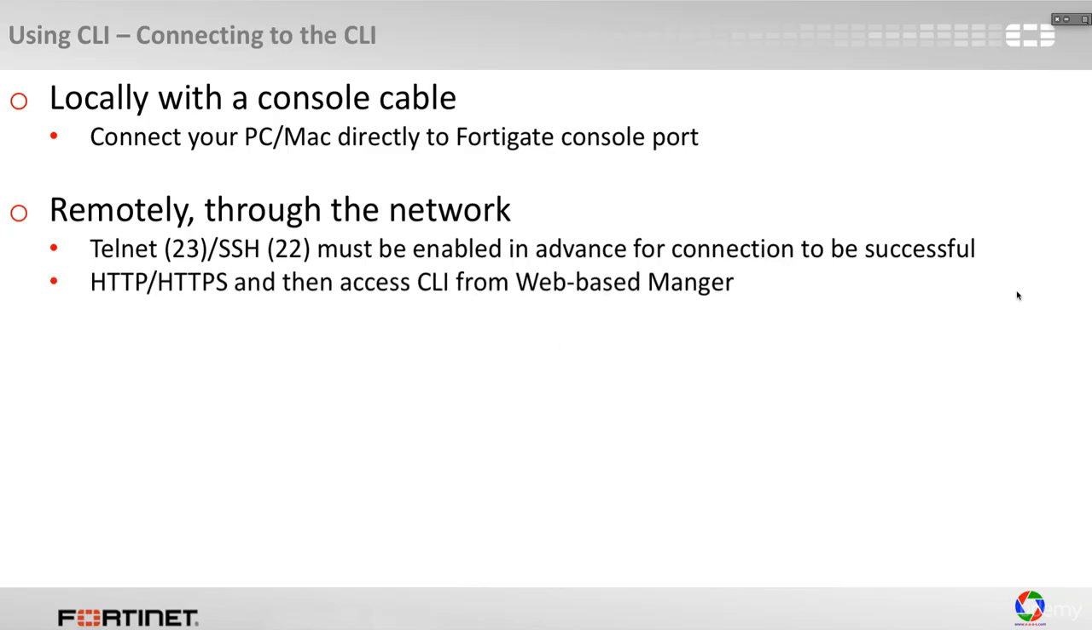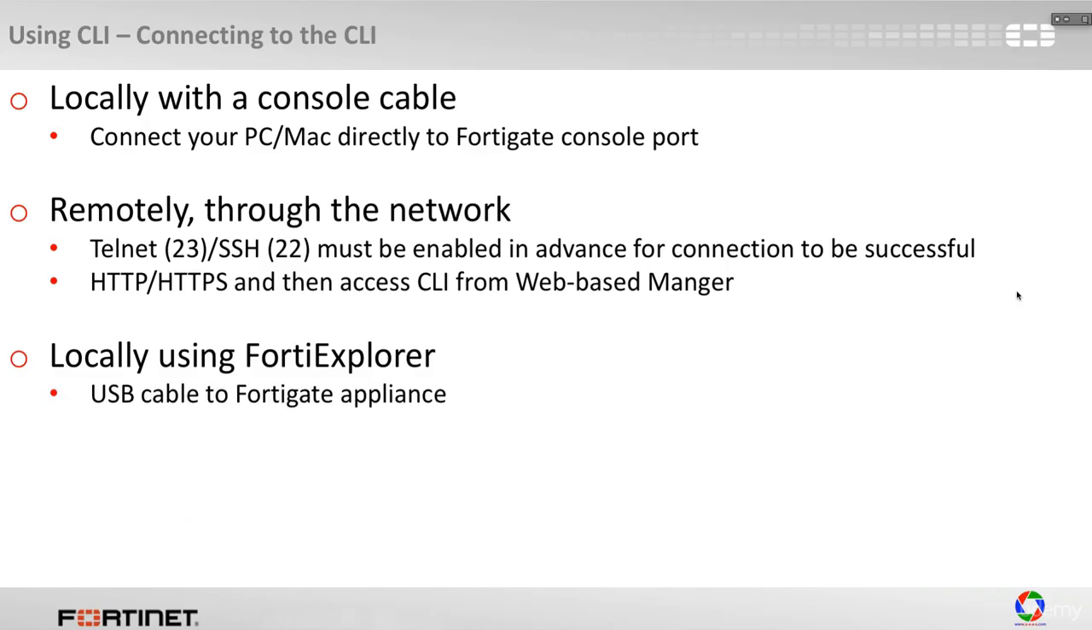The other one is to go to HTTP and HTTPS like we have just discussed, and then access the CLI from the web-based manager. It was, if you remember, in the top right corner. Clicking there and the web-based manager will just fire up a CLI connection for you. And locally you also have the opportunity to connect to the Fortigate, as we have talked about, with FortiExplorer, over a USB cable directly to the Fortigate appliance.